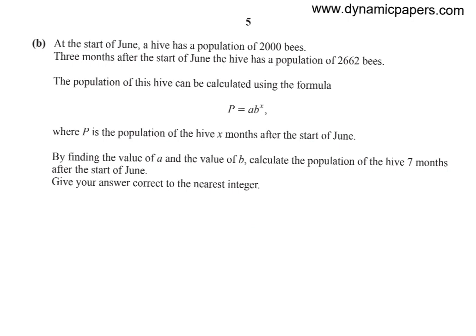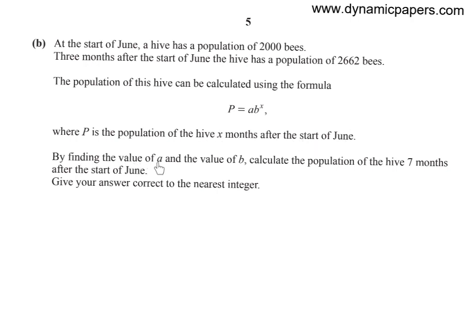Now part b. At the start of June, a hive has a population of 2,000 bees. 3 months after the start of June, the hive has a population of 2,662 bees. The population of this hive can be calculated using the formula B equals A times b to the power x, where B is the population of the hive x months after the start of June.